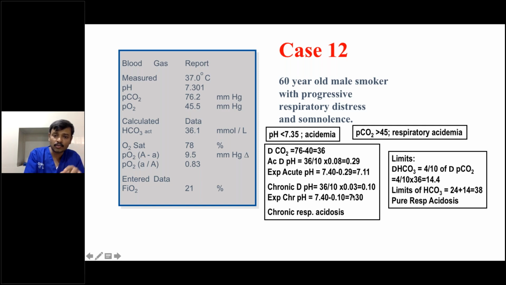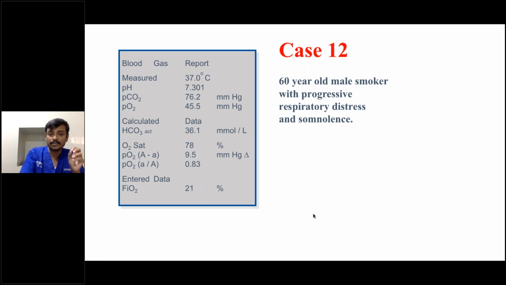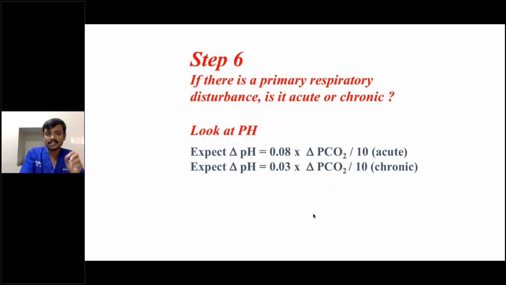You can put in the other formula, 0.03 into change in PCO2 divided by 10. In that case the change in pH comes to 0.10. If you subtract this from 7.40, 7.40 minus 0.10 becomes 7.30. It correlates with chronic, so it is called chronic respiratory acidosis. So you have to identify acute or chronic by using the expected change in pH: the formula for acute and the formula for chronic. Am I okay with that?